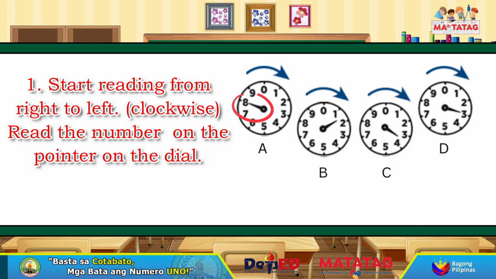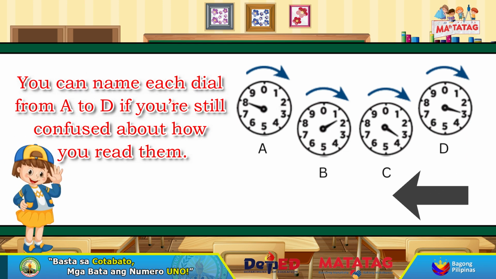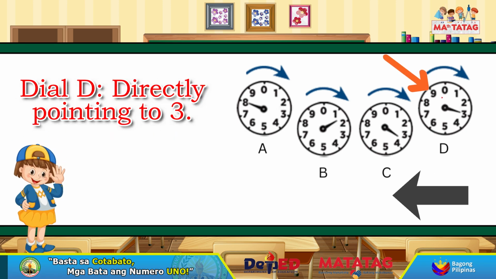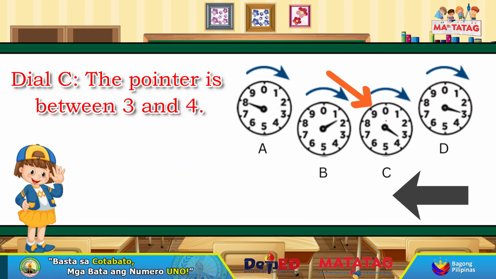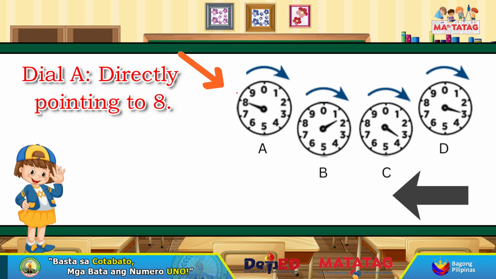Read the number on the pointer on the dial. When the pointer is between 2 numbers, the lower number is recorded. You can name each dial from dial A to dial D if you're still confused about how you read them. Dial D, directly pointing to 3. Record 3. Dial C, the pointer is between 3 and 4. Record 3. Dial B, the pointer is between 1 and 2. Record 1. Dial A, directly pointing to 8, so record 8.